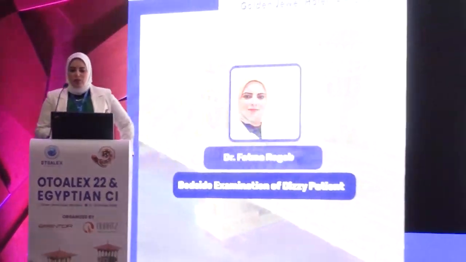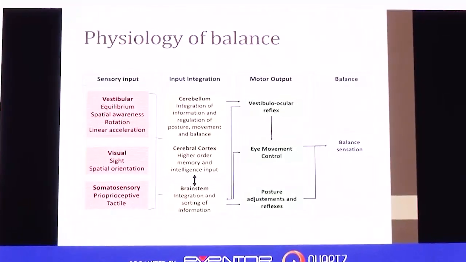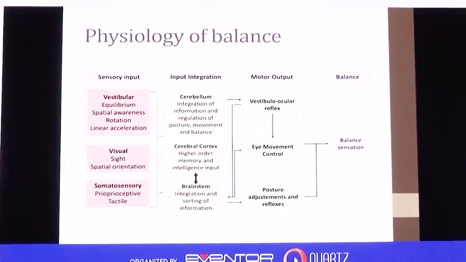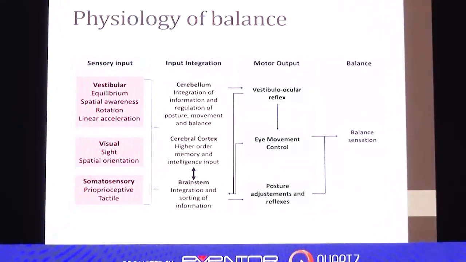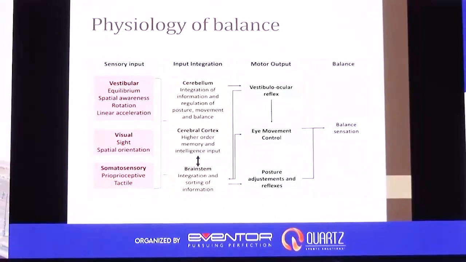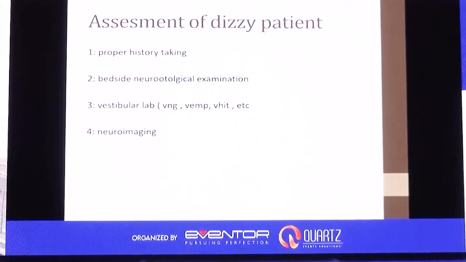The sensory input from the vestibular system, which is responsible for the sense of rotation, spatial awareness, and linear acceleration, together with the input from the visual system and somatosensory system. These sensory inputs are integrated within the central vestibular system, which is composed of the cerebellum, responsible for the integration of information and regulation of posture and movement, with the cerebral cortex and the brainstem. All of these give rise to the control of motor output through the vestibulo-ocular reflex, eye movement control, posture adjustment, and reflexes, which give rise at the end to the balance of the human.